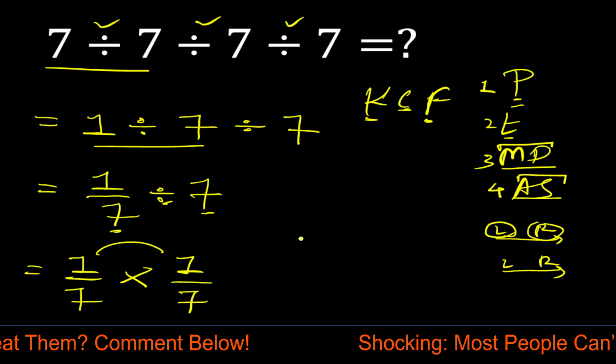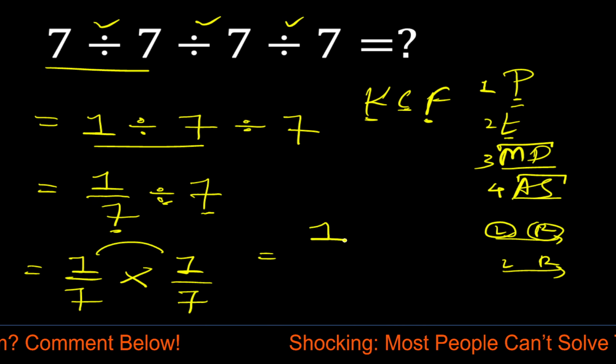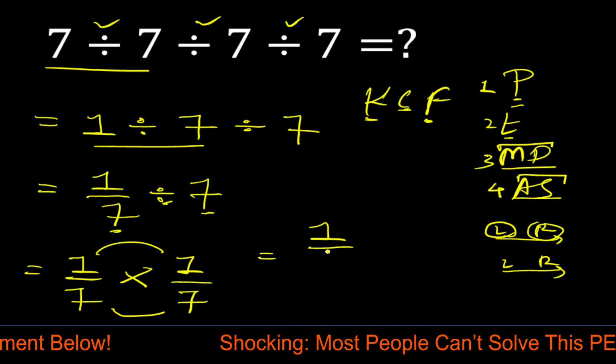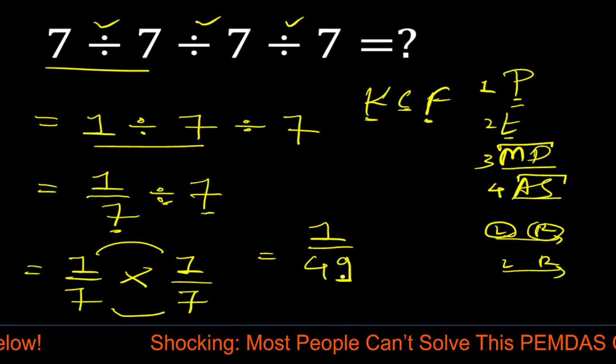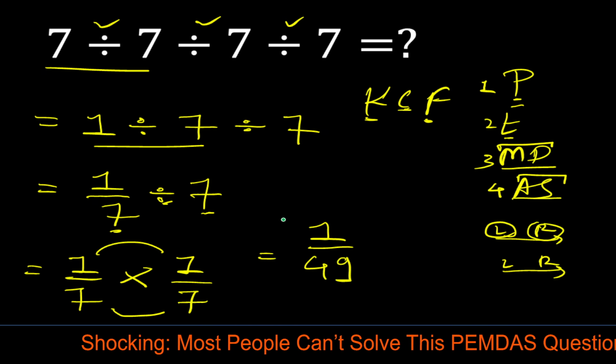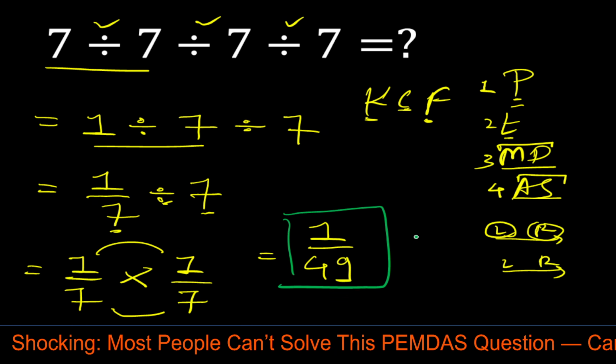Now 1 times 1 is equal to 1 and 7 times 7 is equal to 49, right? So the correct answer is 1 upon 49.